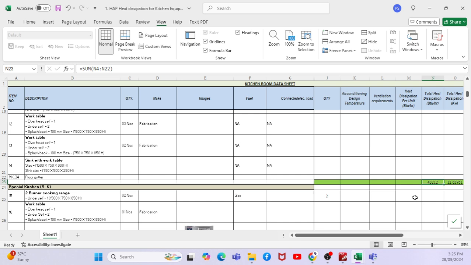But this is a heat dissipation from the equipment. Basically, this is where we mention the electrical equipment dissipation data, right? Yes. This is also part of the sensible miscellaneous load. Got it.